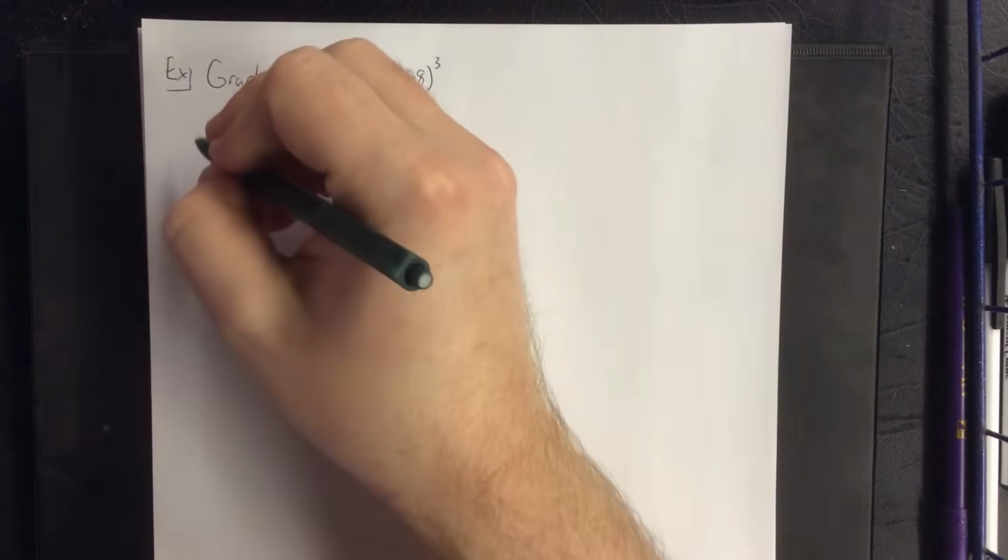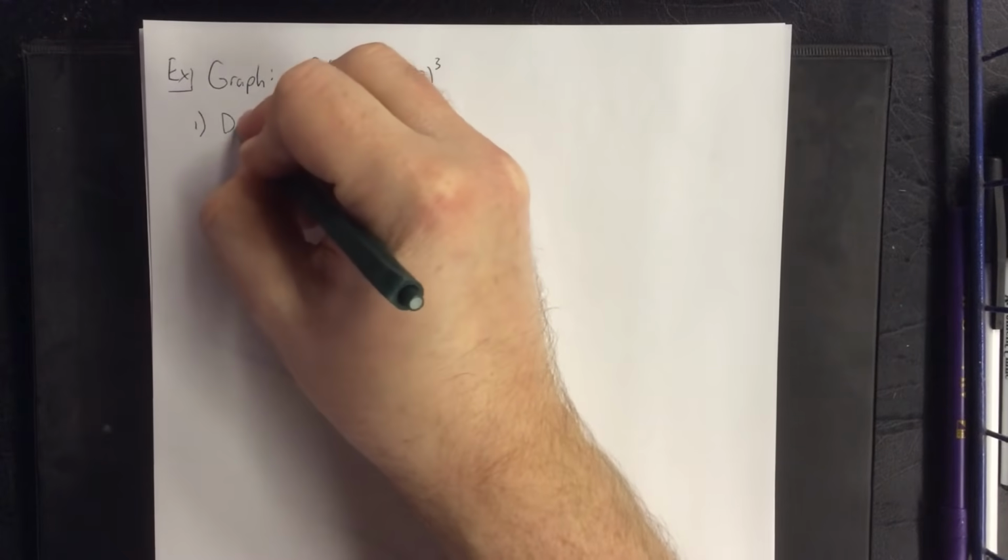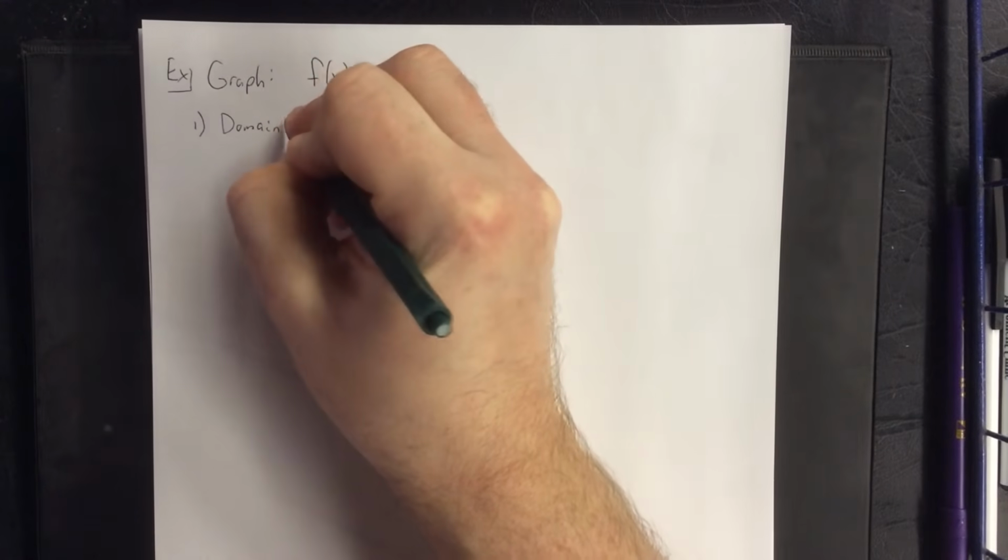So for an example of sketching curves using calculus, I have for us the following function. It is f of x is equal to x times (x minus 8) cubed. So I'm going to try to run through the same 8-step process as what I ran through in the previous video. Step 1 is to analyze the domain of the function.